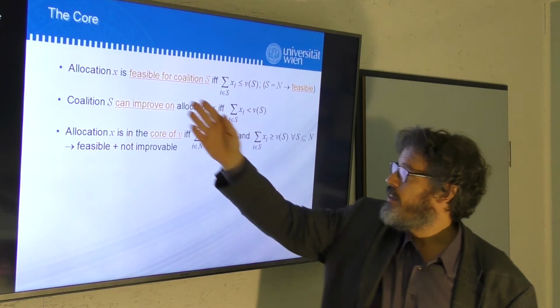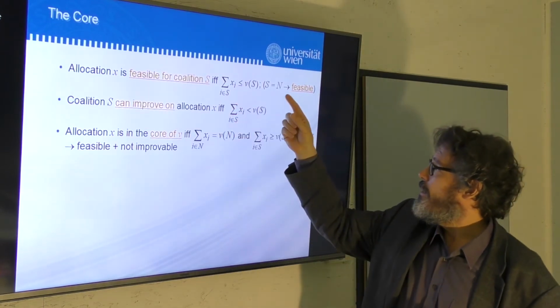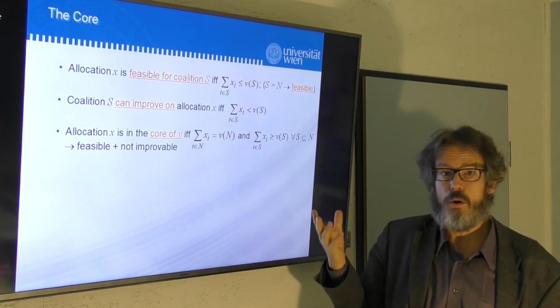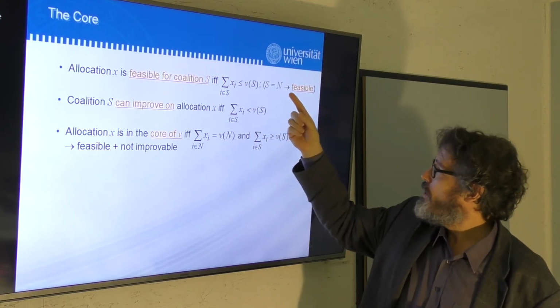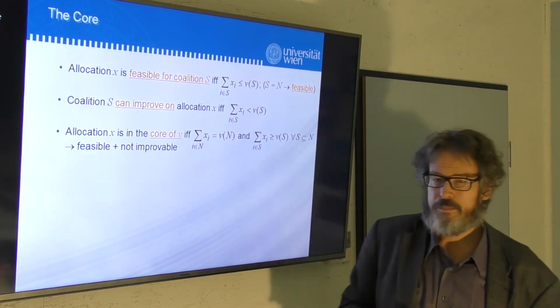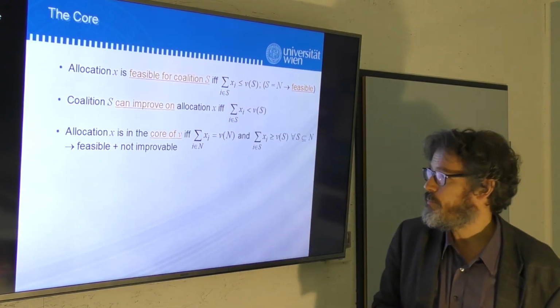We call this feasible for coalition S, and if you are looking at the grand coalition N, which is the coalition which comprises all players, we call this just feasible. So no longer feasible for the grand coalition, but just feasible. So this is the first definition we need.